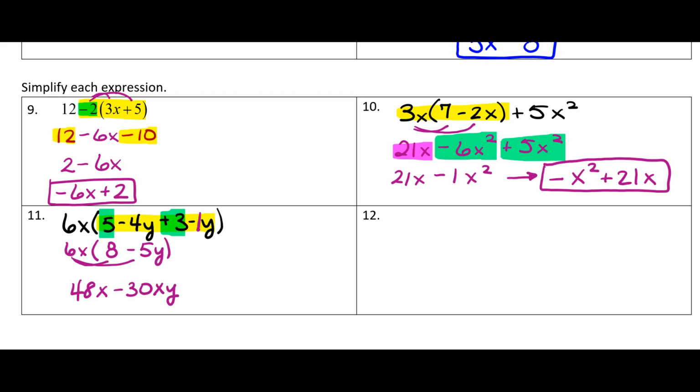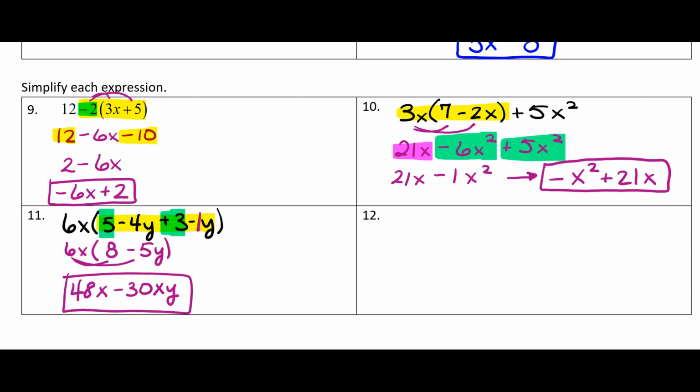Now we do typically put them in alphabetical order, so x and then y, but if you put yx, it is still correct. Now I do want to look and see if these are like terms, so I have 48x and 30xy. Because of the y, these are not like terms. Therefore, this is my final answer, 48x minus 30xy.